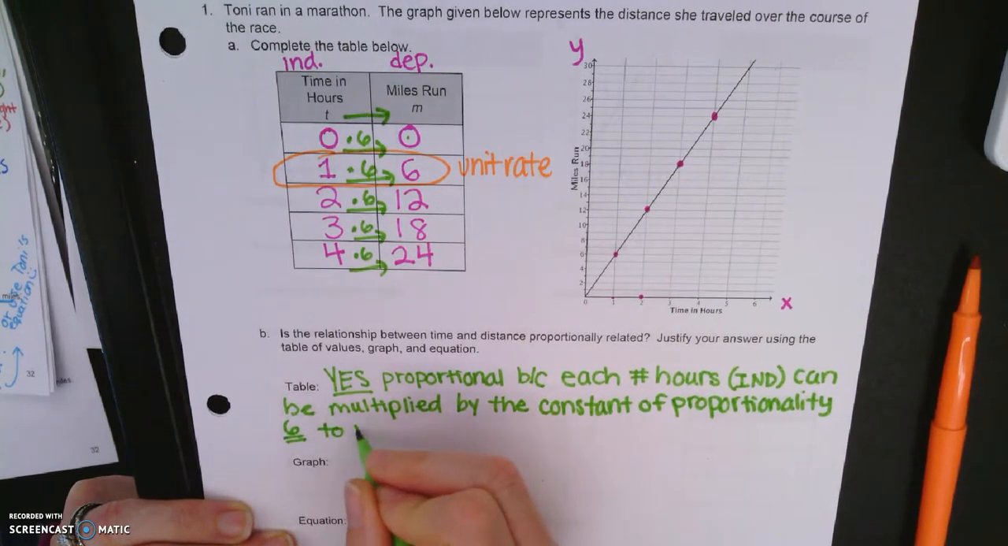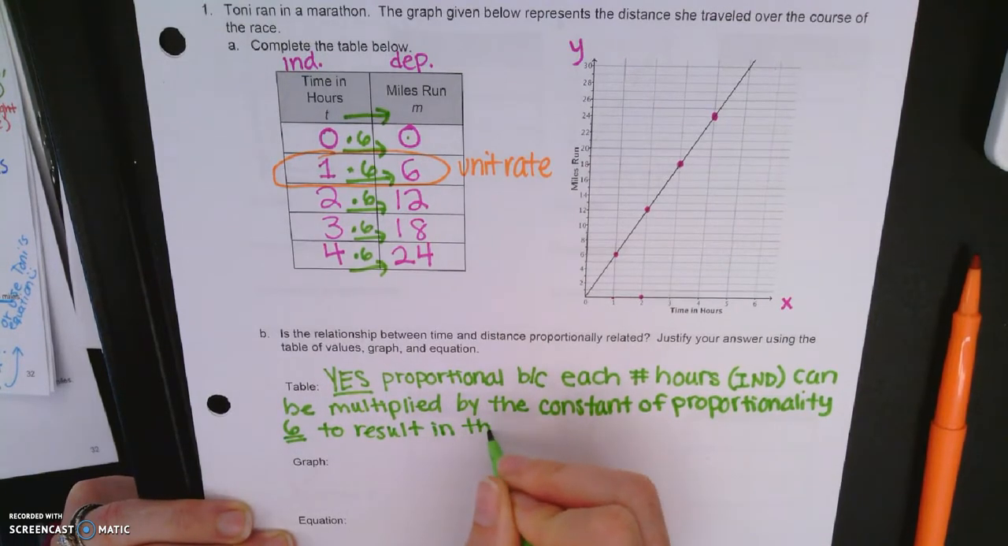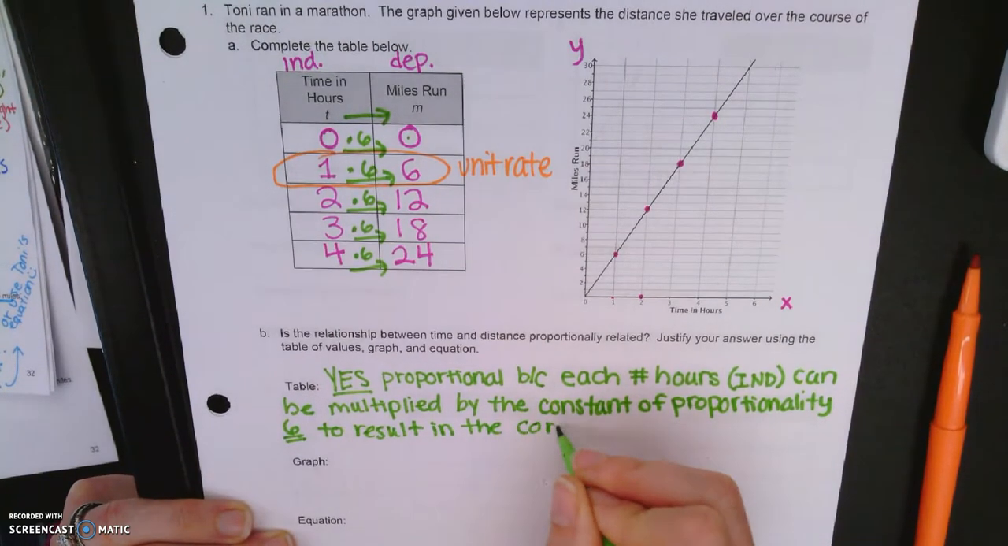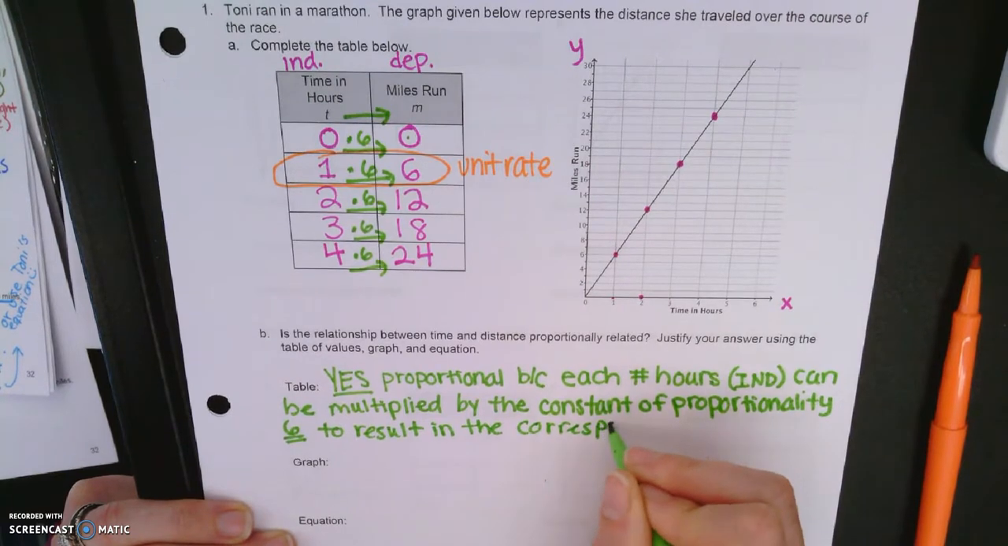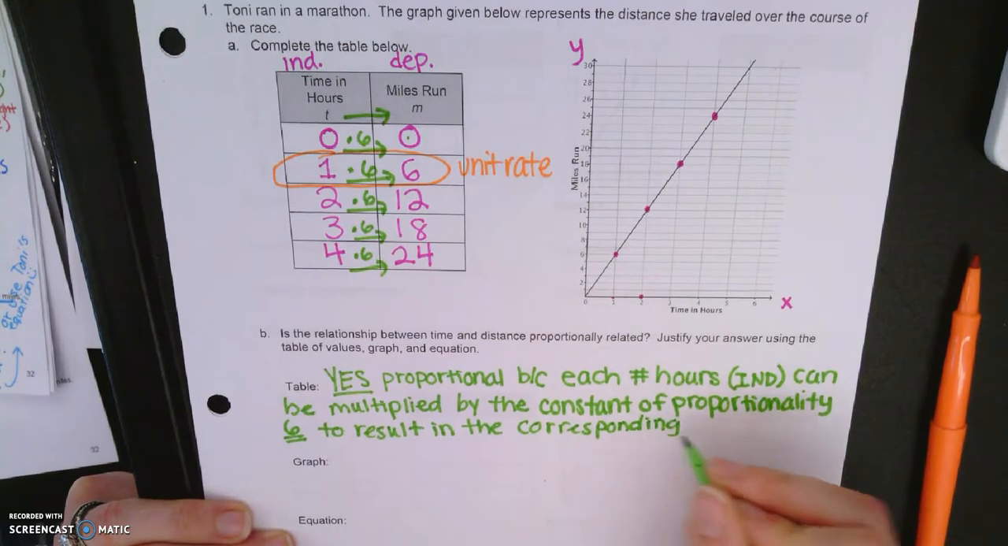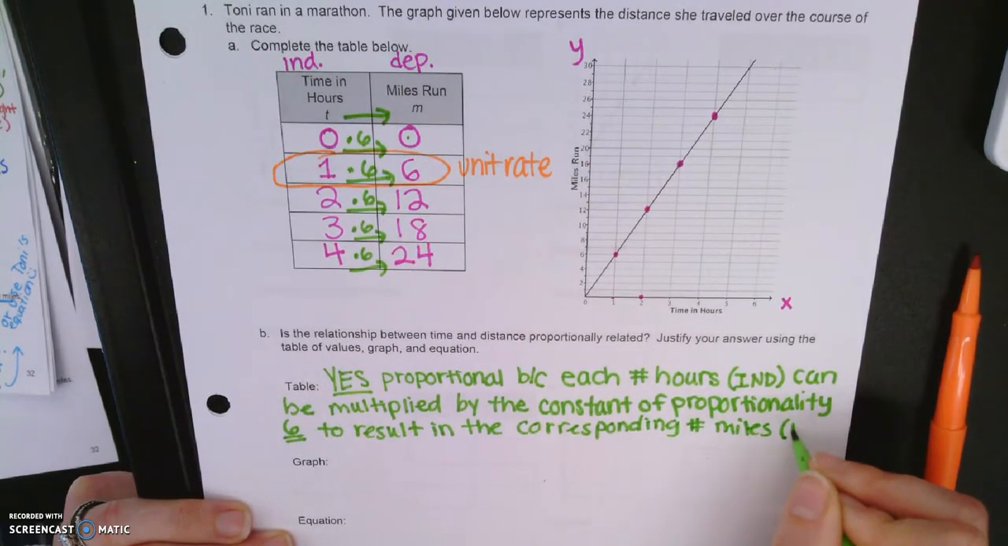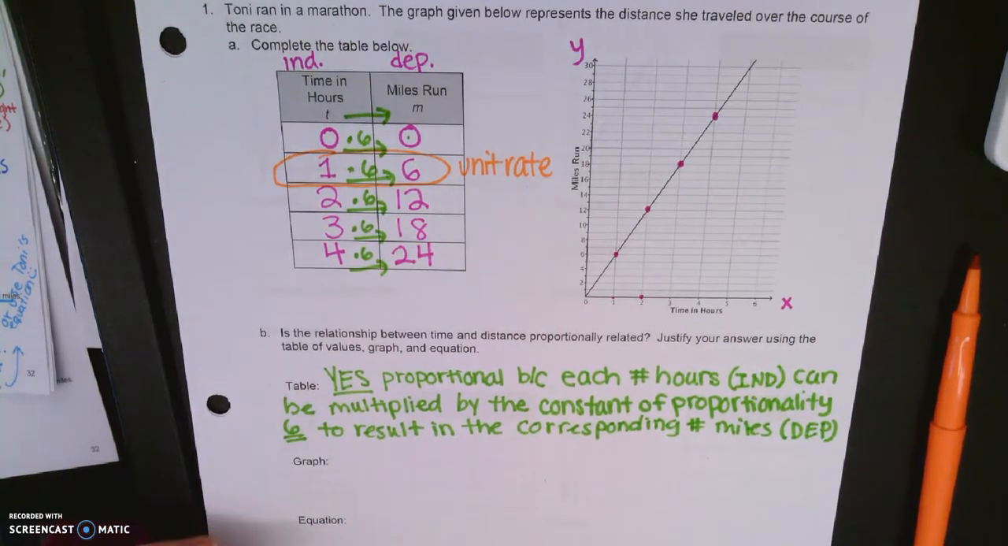To result in the corresponding, because we want the one that corresponds to it, not just any of them, corresponding number of miles, which is the dependent variable. The number of miles ran depends on how many hours spent running. Excellent, good job on that table. We've been dealing with that for a couple of lessons.